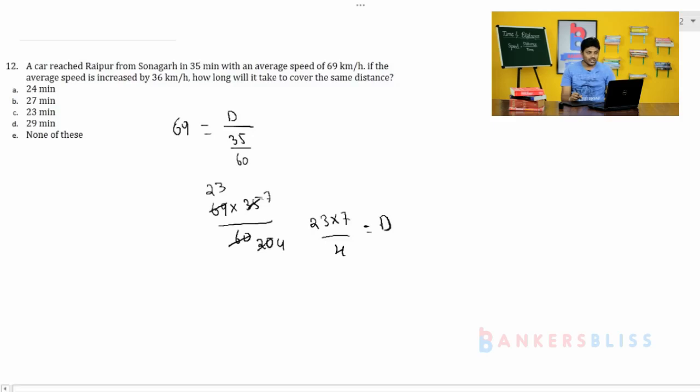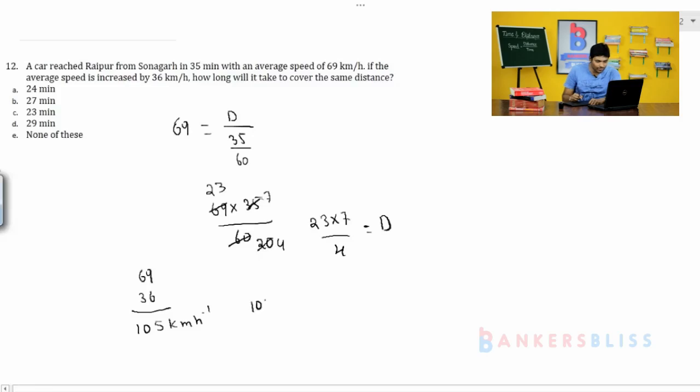Now, if the average speed is increased by 36 kilometer per hour, so they are increasing the speed from 69 and they are adding 36. So, 9 plus 6 is 15, 105 kilometer per hour. Then how much time does it take to cover the same distance?